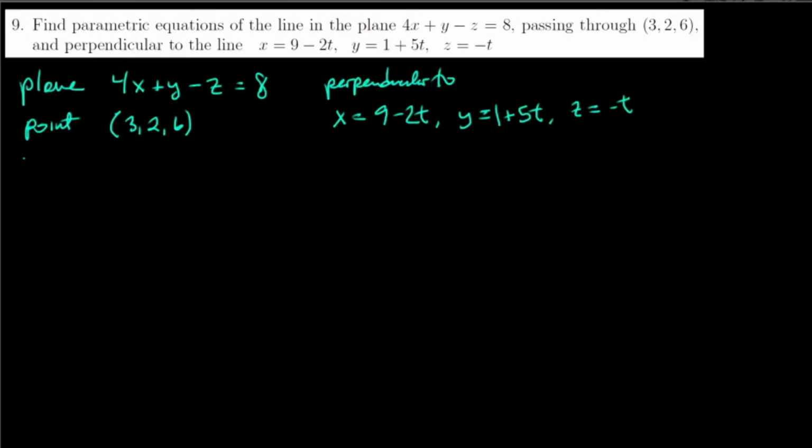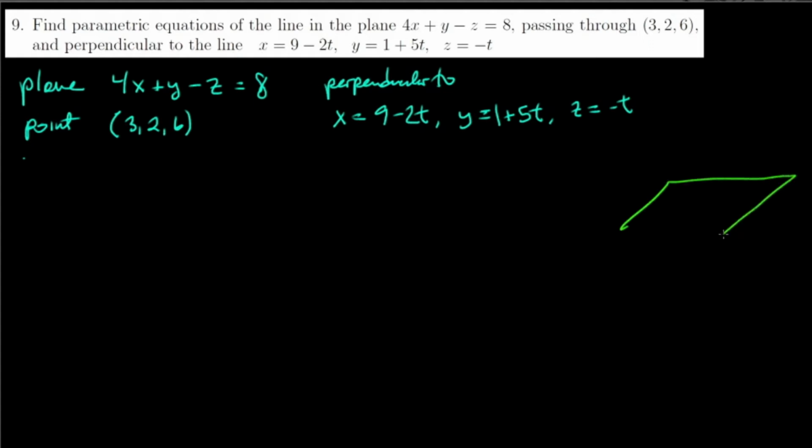Okay, number 9. Find parametric equations of the line in the plane 4x plus y minus z equals 8, or minus 8 equals 0, passing through a point 3, 2, 6 and perpendicular to the given line, right? So this is kind of confusing, right? Let's draw it out, right?